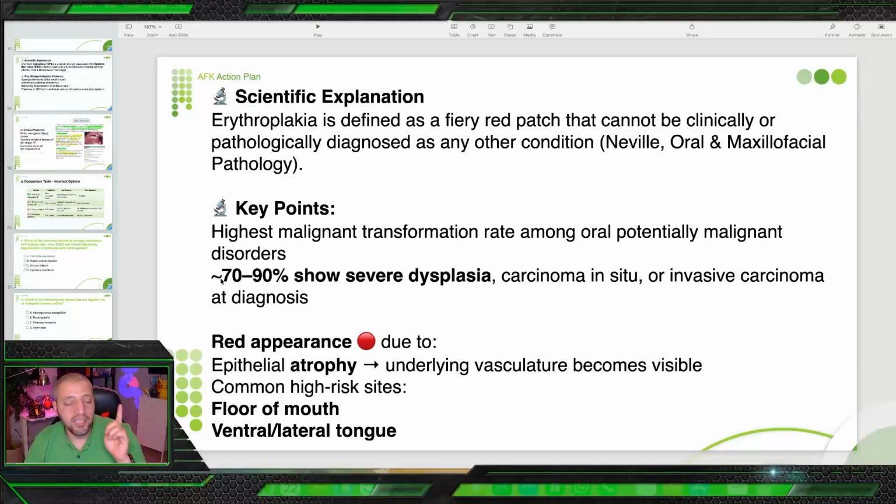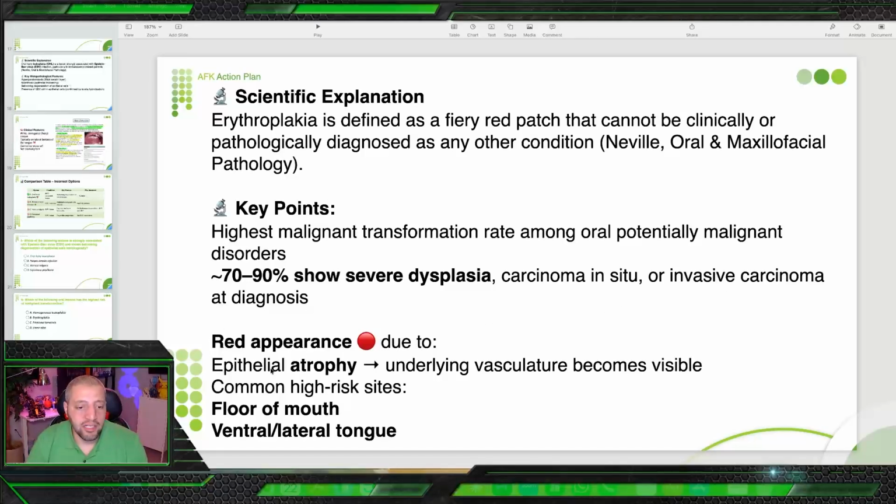Why? Because it shows 70 to 90% severe dysplasia. You remember this dysplasia? We said the cells become abnormal and dysfunctional, the nuclear-to-cytoplasm ratio is very bad, it's not working. And it shows malignancy, either carcinoma in situ, exclusive to the epithelium, or invasive carcinoma, which is going to invade inside the connective tissue.